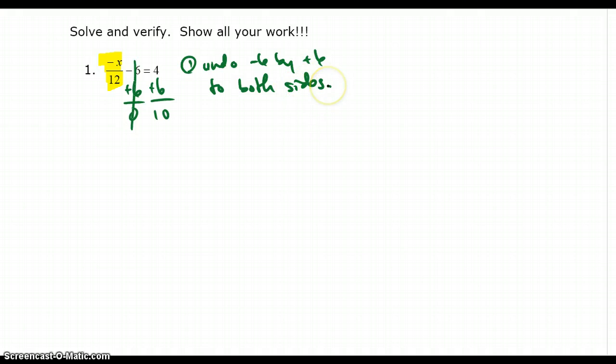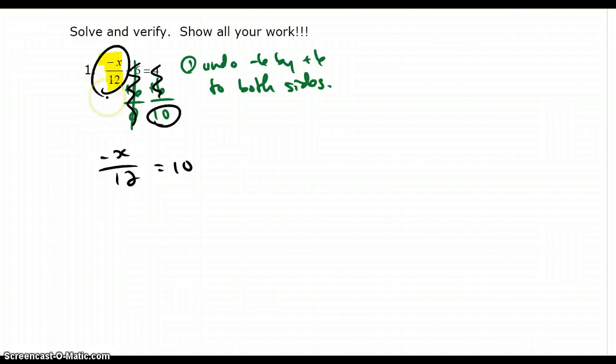And if you're still not sure about steps, write that down for yourself. Know that that's what's happening. Now we've got -x over 12 is equal to 10, because our 6 is gone, our 4 is gone, and we made it into 10, and we still have that piece. And we've written out what we have left, and now we've got to figure out how to get x by itself. That's our second step.